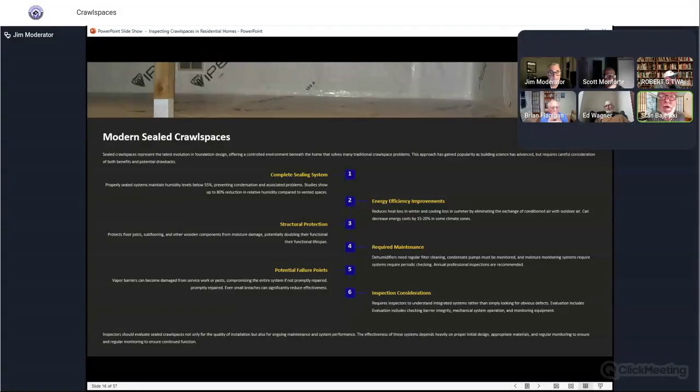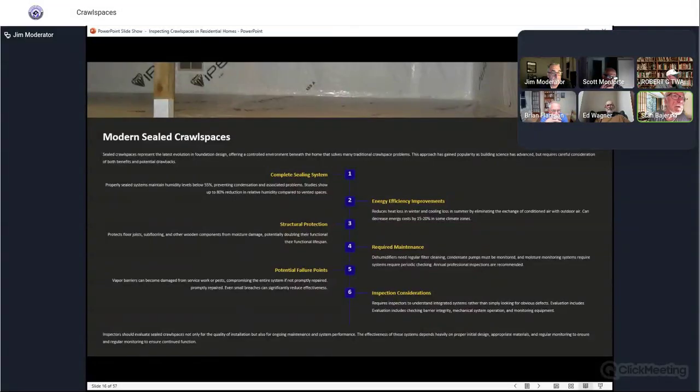Number 4, required maintenance. Dehumidifiers need regular filter cleaning. Condensate pumps must be monitored, and moisture monitoring systems require periodic checking. Annual professional inspections are recommended. So the people who actually put those together should be the ones servicing them and maintaining them. Vapor barriers, potential failure points.